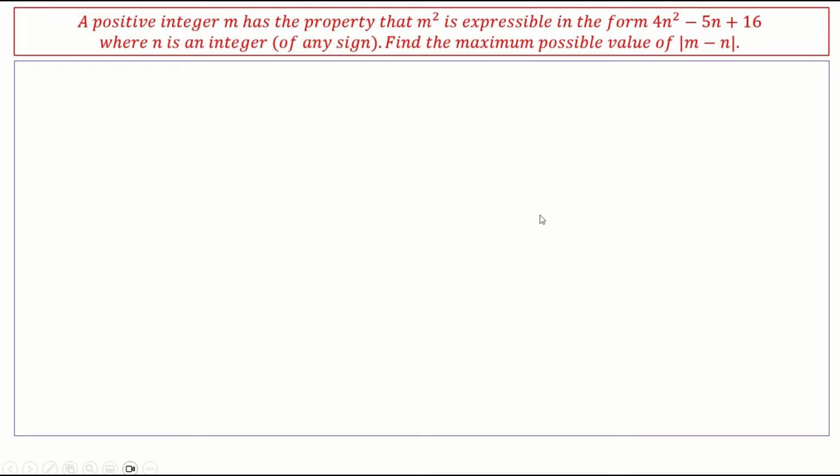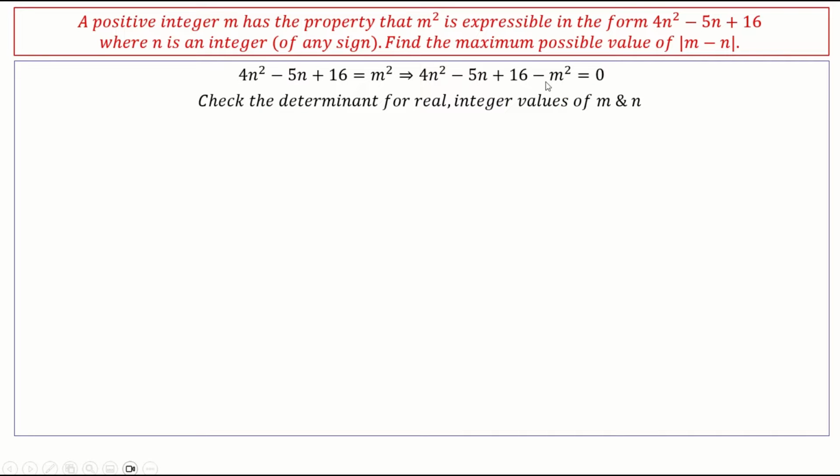This looks easy because you can always express 4n square minus 5n plus 16 equal to m square, correct? Take the m square to the LHS and form a quadratic equation. Now we know that for real solutions of this equation, the determinant should be positive, right? For integer solutions, you need the determinant to be a square, okay? So d square equal to 5 square, that is 25, plus 16 minus m square into 4 into 4.